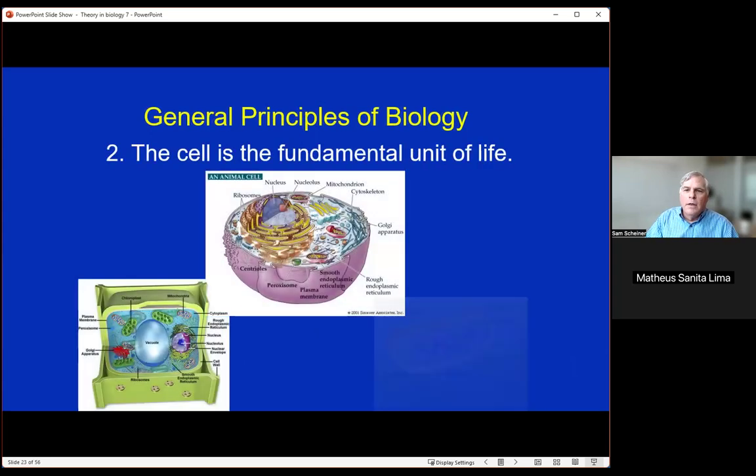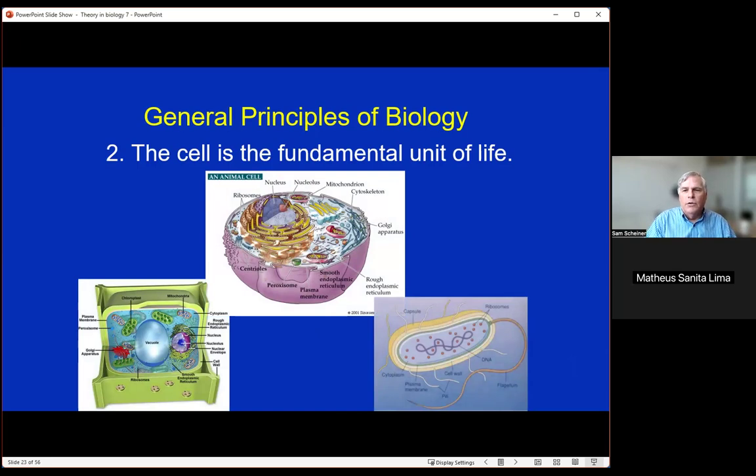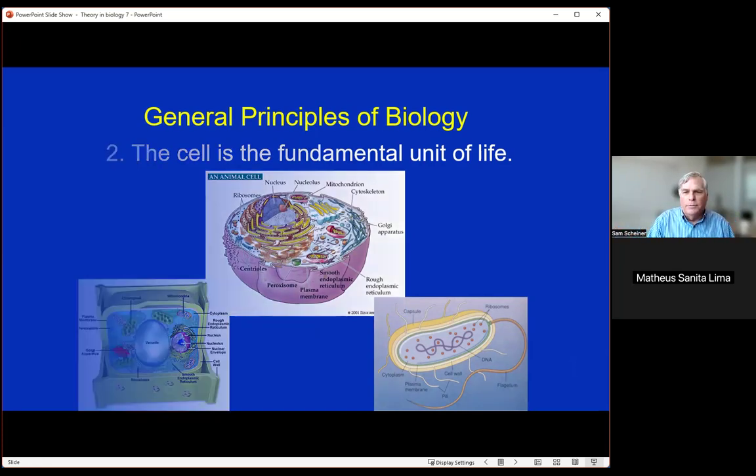Number two, the cell is the fundamental unit of life. So you have to have some kind of packaging, something that allows all the parts to interact with each other, so they don't just diffuse out ad infinitum into the environment.